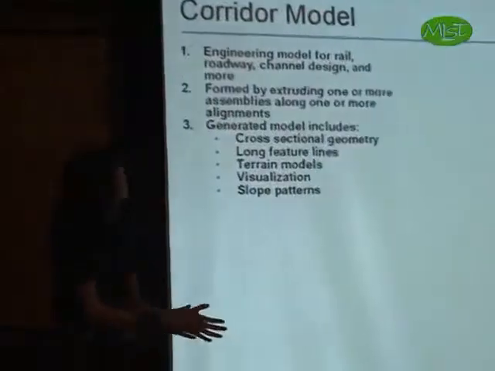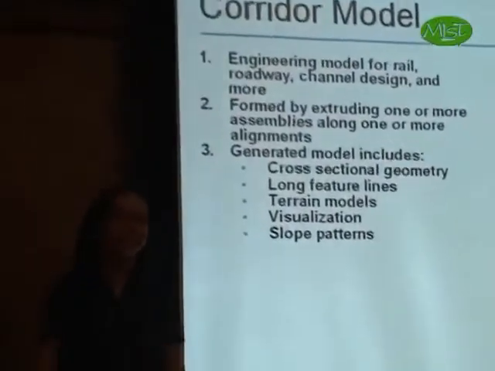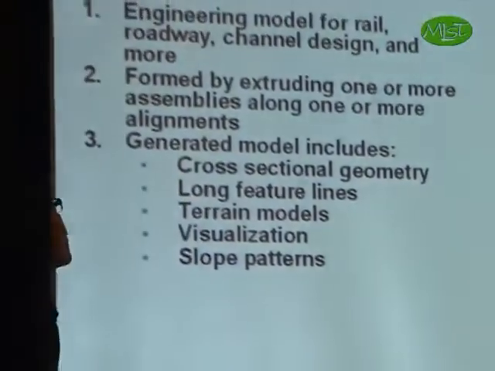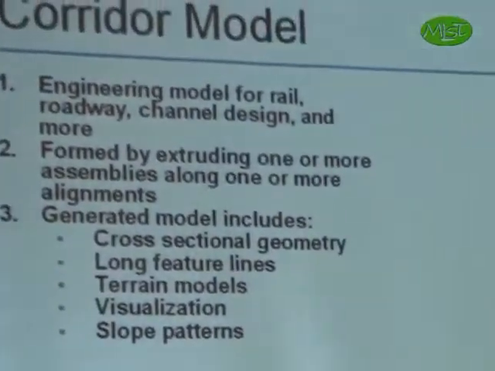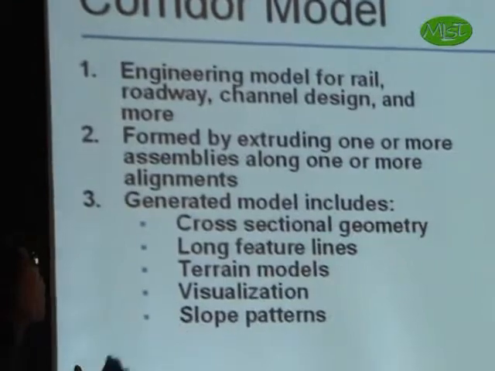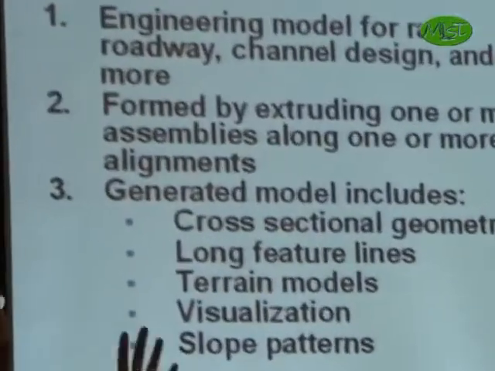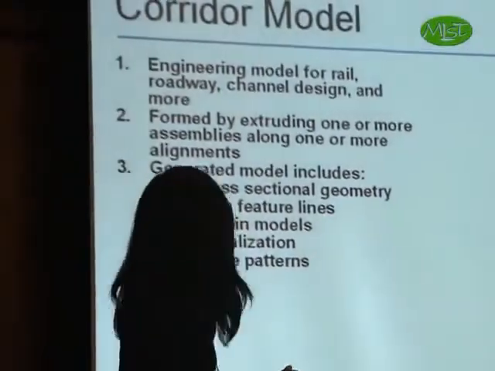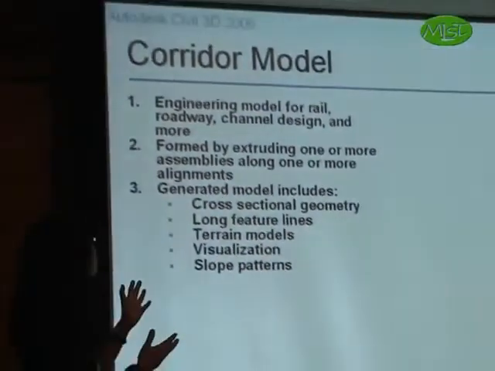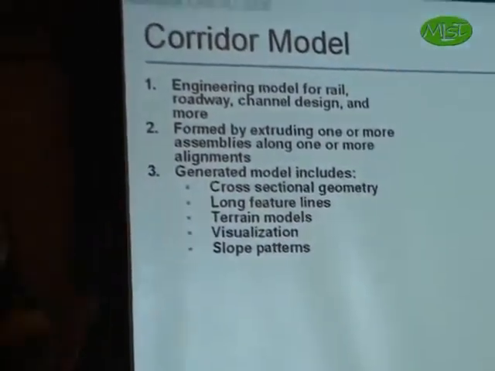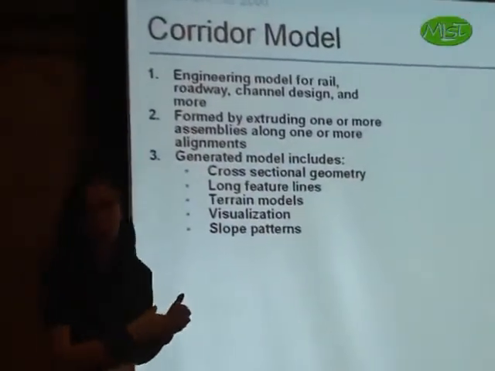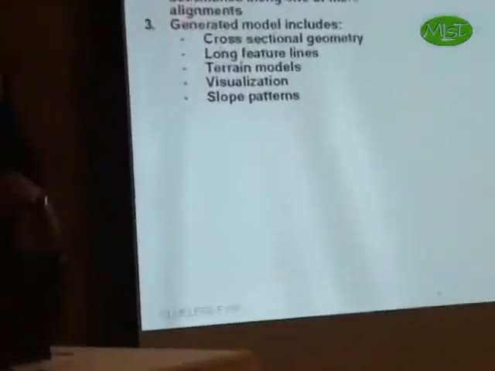Okay, example. 20 years of experience, those civil engineers sitting there. So, Autodesk Civil 3D has this very powerful tool called corridor model. Okay, and it is the heart of the Civil 3D product. So what is corridor model? Corridor model is actually an engineering model for rail, roadway, channel design, and so forth, and more.